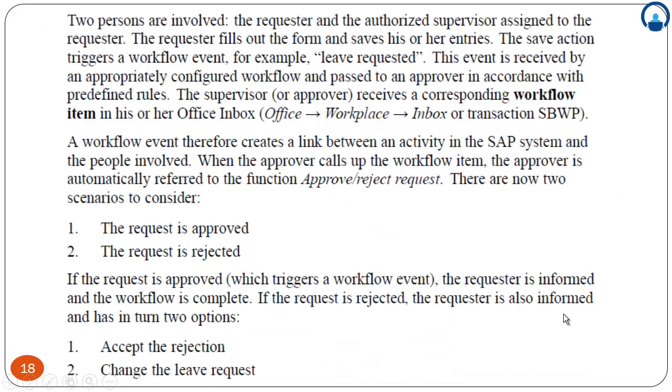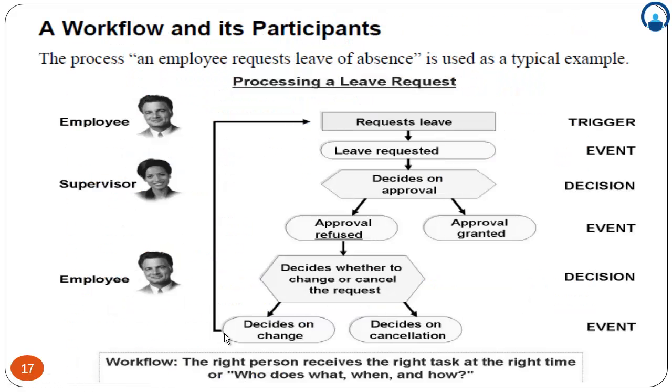But if the request is rejected, then also the requester is informed, and he has two options, either to accept the rejection or to change the leave request. So here if it is refused, again the employee can see two options. If he accepts it, his request will be cancelled. If he decides on a change, the flow will be continued again. All this is done via a software interface, and the methodology or the flow is predefined in the SAP system.